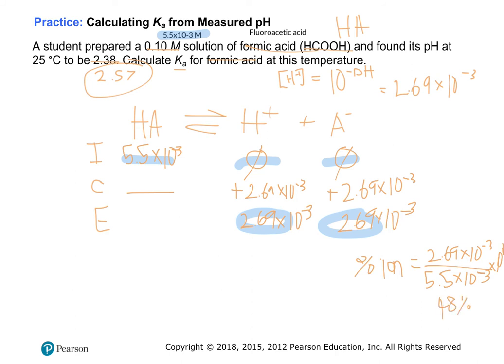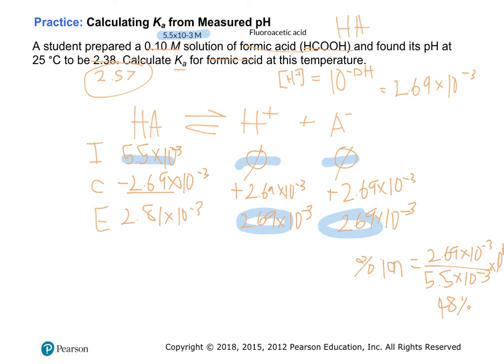So almost half of this acid broke apart and formed ions. So we cannot make that approximation. So we do need to do the change. So we're just going to go down by 2.69 times 10 to the negative third. So do 5.5 times 10 to the negative third minus our change. And we get 2.81 times 10 to the negative third.